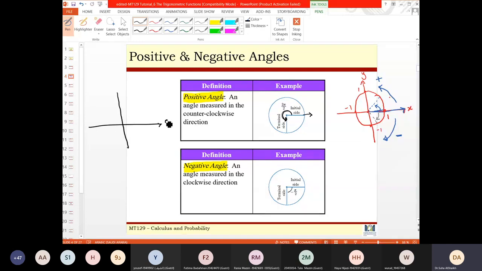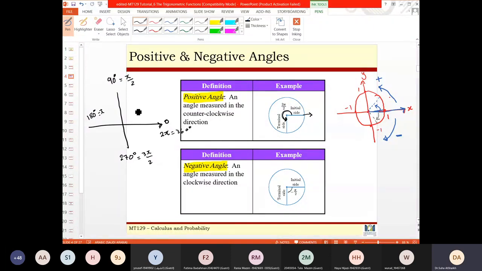Here the angle is 0. When I come here, the angle is 90 degrees, which is pi over 2. Here the angle is 180 degrees, which is pi. Here it's 180 plus 90, so it is 270 degrees actually, which is 3 pi over 2. When we go back to the 0, it is 360, which is the same as 0, which is 2 pi.